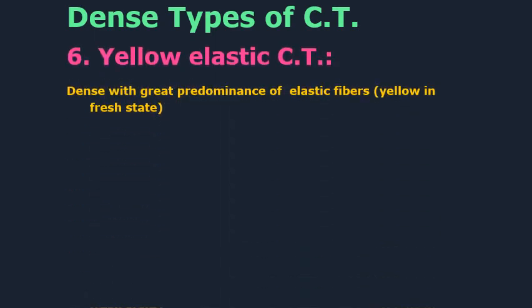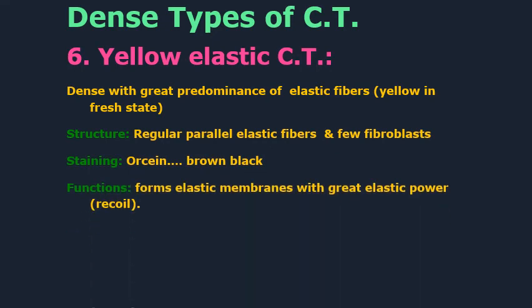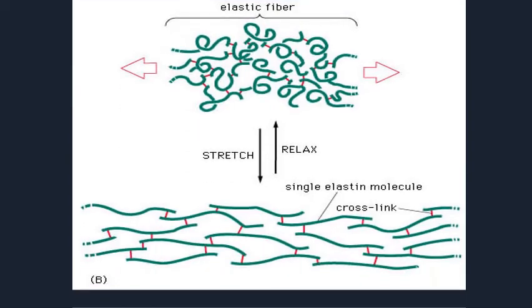The last connective tissue type we're going to take today is the yellow elastic connective tissue. The predominating fibers are the elastic fibers. They are regular parallel elastic fibers with few fibroblasts, stained brown with orcein. They form elastic membranes with great elasticity, power, and recoil.